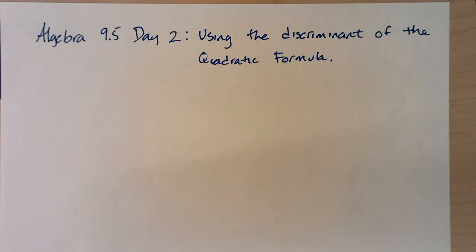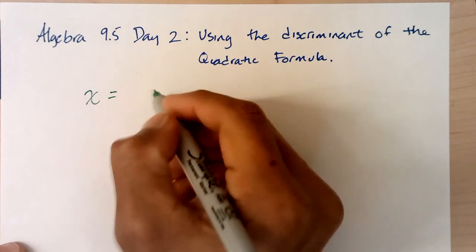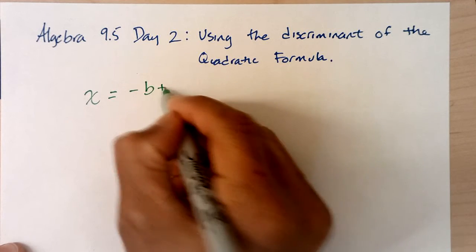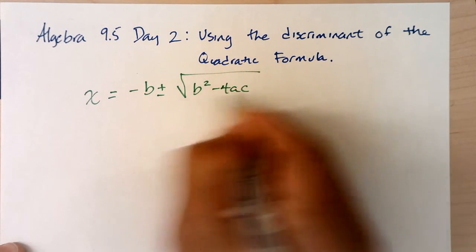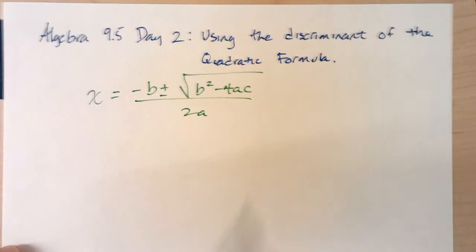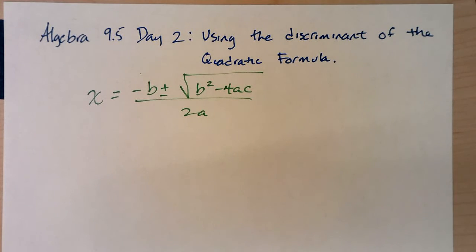Okay, so we're on day 2 of 9.5. We'll be using the discriminant of the quadratic formula. So the entire quadratic formula looks like this. x is equal to the opposite of b plus or minus the square root of b squared minus 4ac, all over 2a. But there's a part of the quadratic formula that's so important that it has its own name.